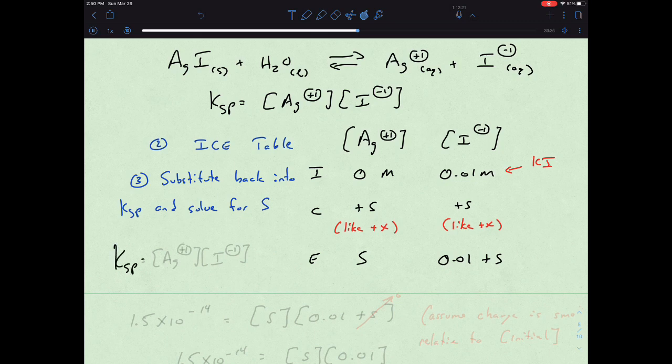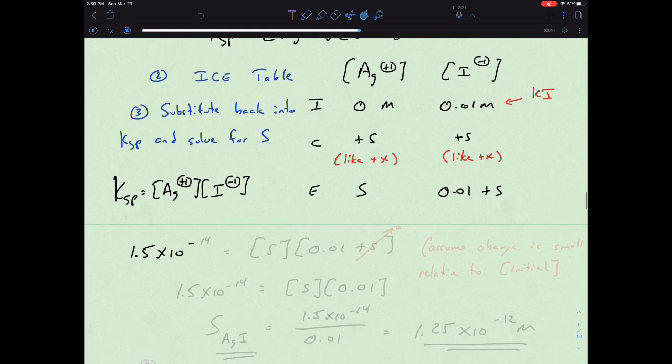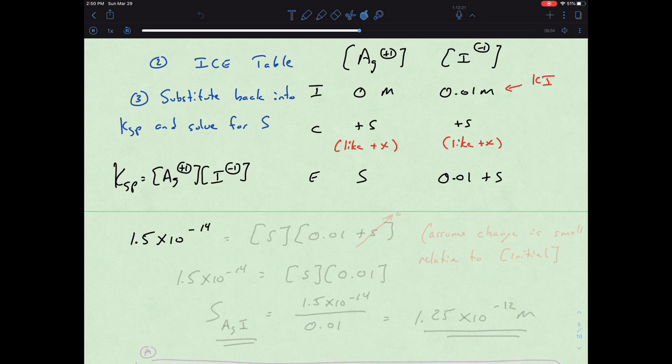So our KSP is equal to the silver plus 1 times the iodide minus 1. KSP for silver iodide was 1.5 times 10 to the negative 14th. And that is equal to S times 0.01 plus S. Again, we can make our assumption that works here. So we can assume change is small relative to initial concentration. We are starting with the solid silver iodide in a way, and so we are starting with initial starting material. We do have a very small KSP, and that allows us to make this assumption.